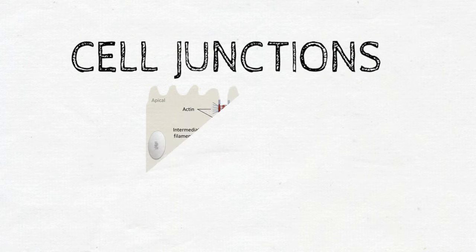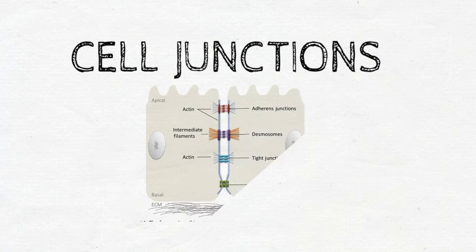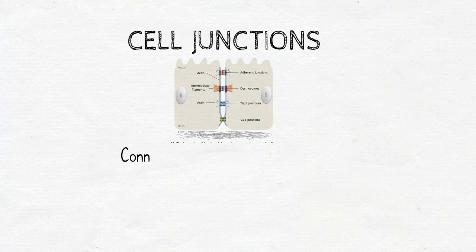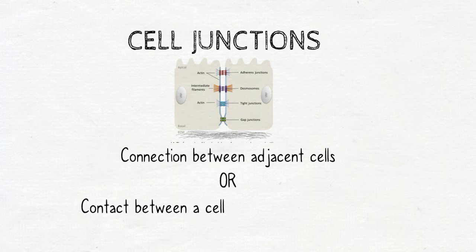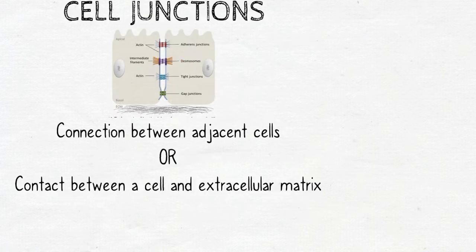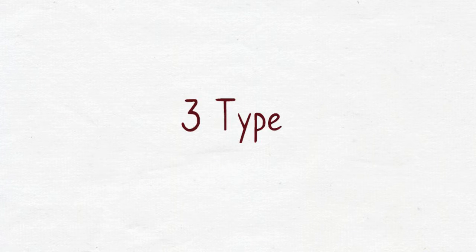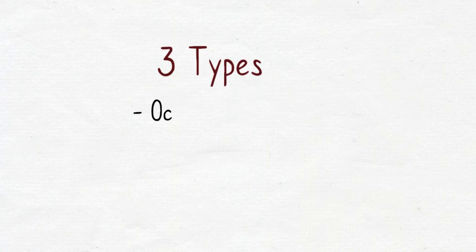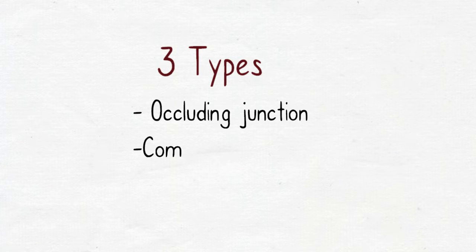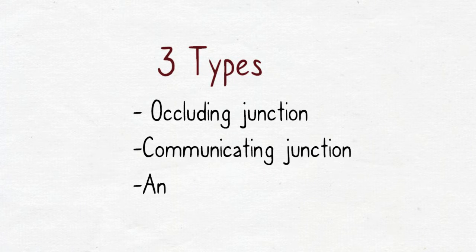Today I'm going to take you through a physiology topic. It's called the cell junctions. A cell junction is the connection that exists between neighboring cells or contact between cell and extracellular matrix. We have three major types where all the cell junctions fall, namely the occluding junctions, the communicating junctions, and the anchoring junctions. I'm going to take you through the three major types and the cell junctions that fall under each.